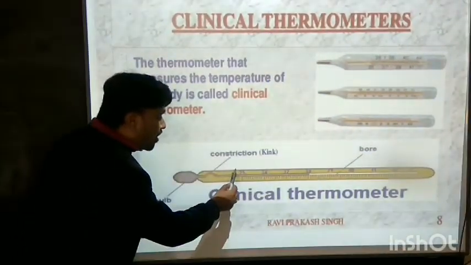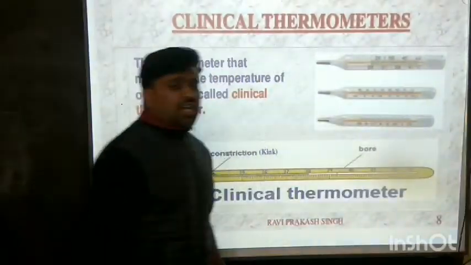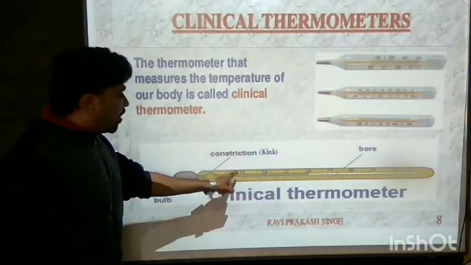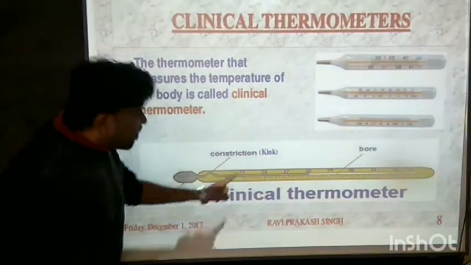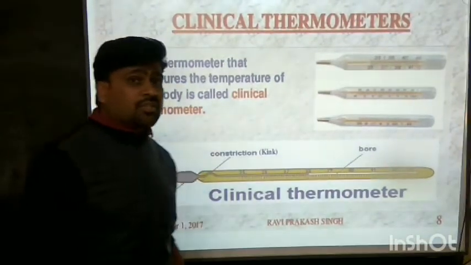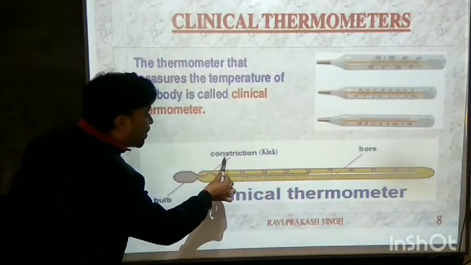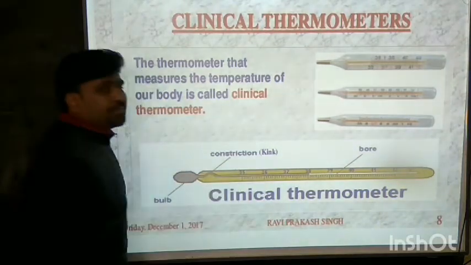Starting from 35 degrees Celsius and ending at 42 degrees Celsius. Clear? In the middle it contains a constriction, nothing but a clink.